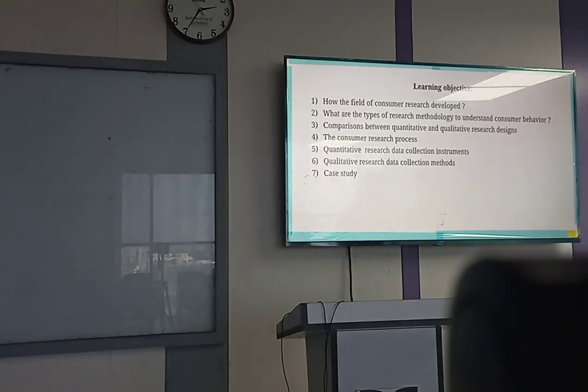Today we will be going through seven individual topics in this chapter. Starting with number 1, how the field of consumer research developed. Number 2, what are the types of research methodology to understand consumer behavior? Number 3, comparisons between quantitative and qualitative research design. Number 4, the consumer research process. Number 5, the quantitative research data collection instrument. Number 6, qualitative research data collection method.